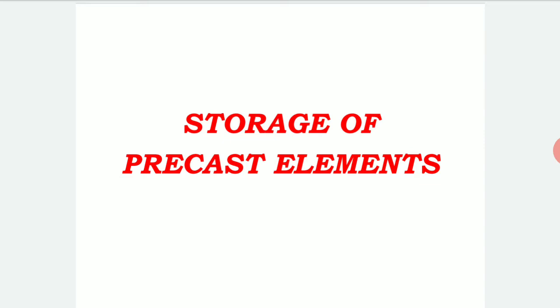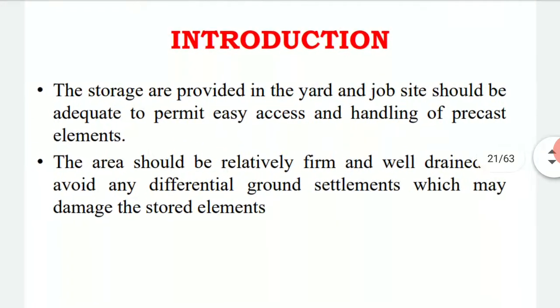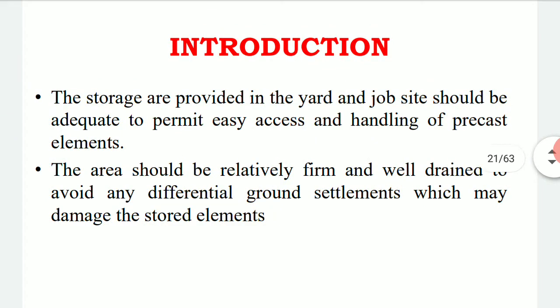After the manufacturing process, we are going to store them at a specified place where they are easily accessible to the transportation system as well as the erection system. With respect to the introduction, the storage provided in the yard and job site should be adequate to permit easy access and handling of precast elements. So here we need to choose a particular place that is easily accessible for the movement of those structural elements, and we can easily handle them, such as after the curing process when we need to store them at the required place, right?